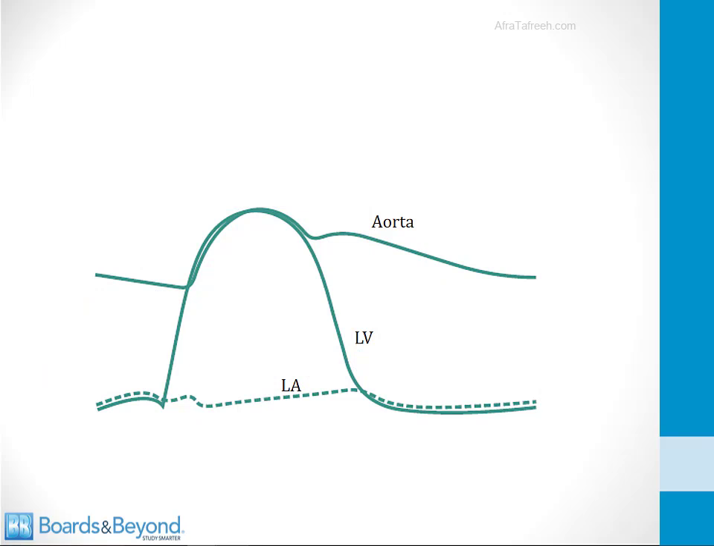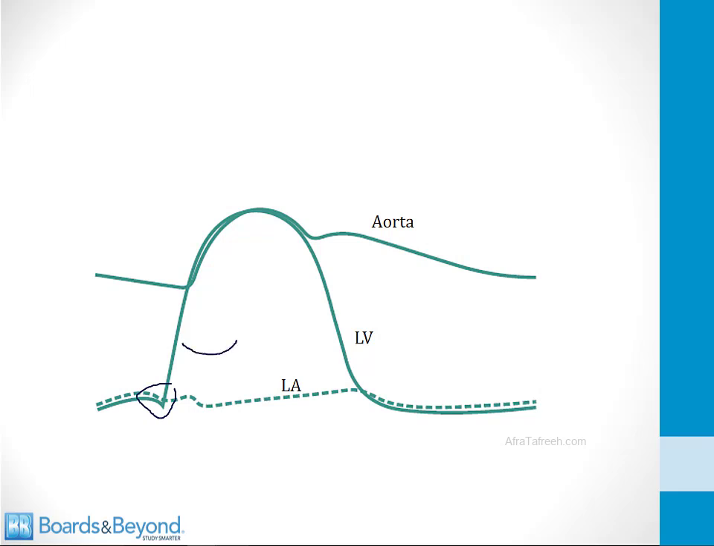I've cleared away my ink so I can make some other important points about this portion of Wiggers' diagram. By looking at the changes in pressure in the left atrium, left ventricle, and aorta, you can determine where the mitral and aortic valves open and close, and you should be able to do this by going through this diagram. So let's start at this point right here.